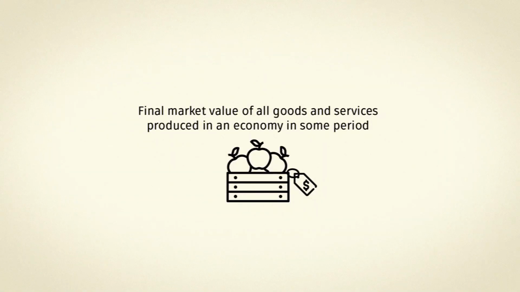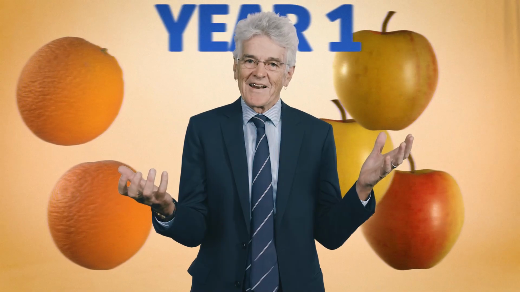Now, what's GDP? Well, it's defined as the final market value of all goods and services produced in an economy in some period. What does that mean? Well, here's an example. Let's take our economy, and we have 3 apples and 2 oranges. What's that? That's our total production.